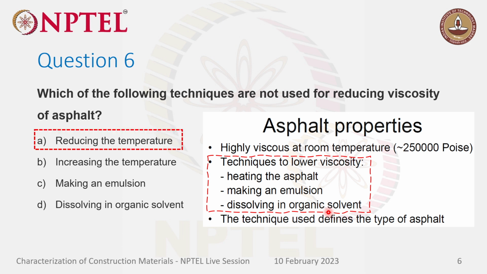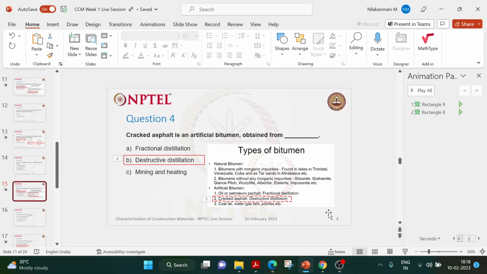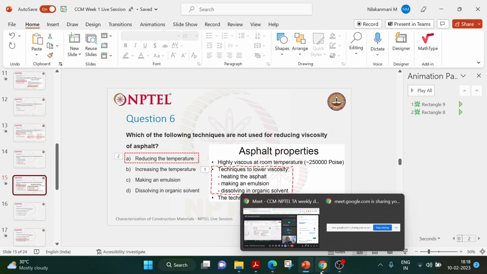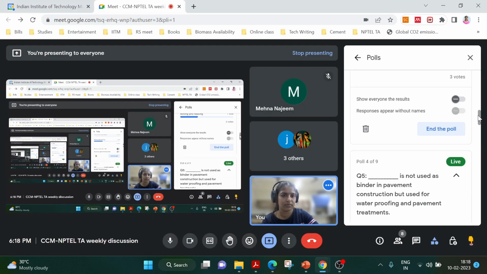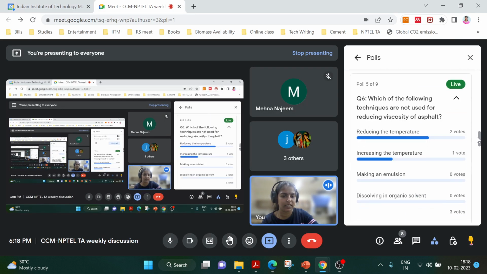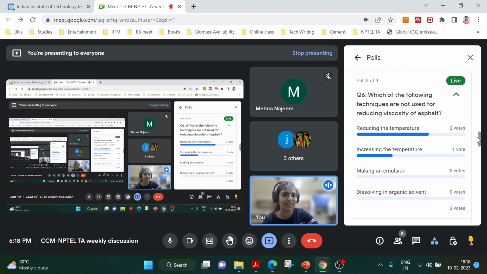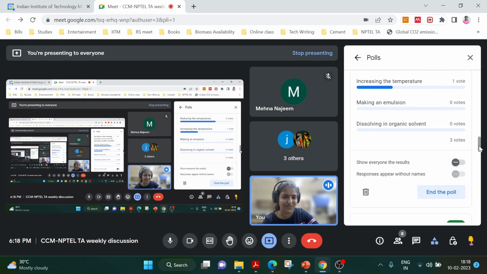Reducing the temperature is not used for this, because reducing the temperature will further increase the viscosity. So let's see what responses you have given in the polls. All right. Some people have thought that it is not used for reducing viscosity. It's fine. It's very simple to get confused.